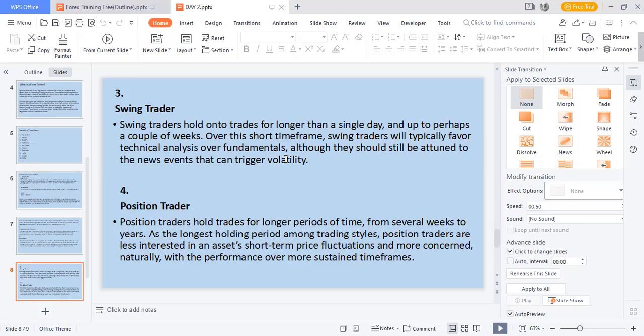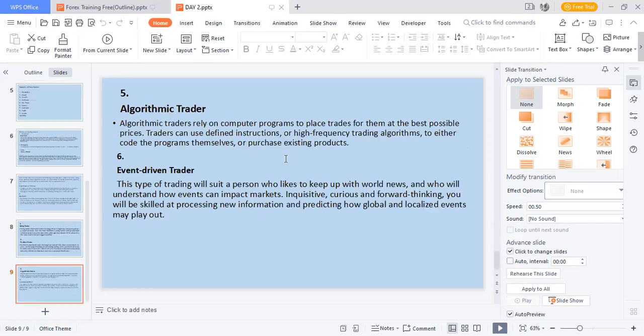Position traders are traders that hold on to a trade for a longer period of time, from several weeks to years. I have a student presently. The guy is a position trader. I think he's a position trader. He reduces the lot size, and you will just see him trading. I think so. People differ. That is who a position trader is.